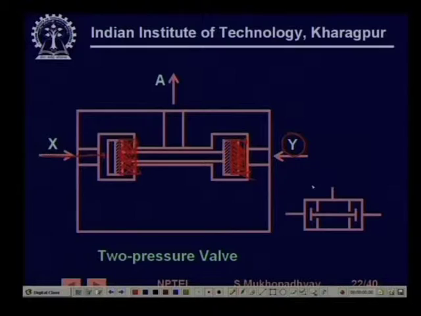Then you can see that both ports are cut off. Similarly, if x is not there, it will shift to the left, and then again both will be cut off. So, this port can get the pressure only if both x and y pressure ports have been applied. That is why it is AND logic.